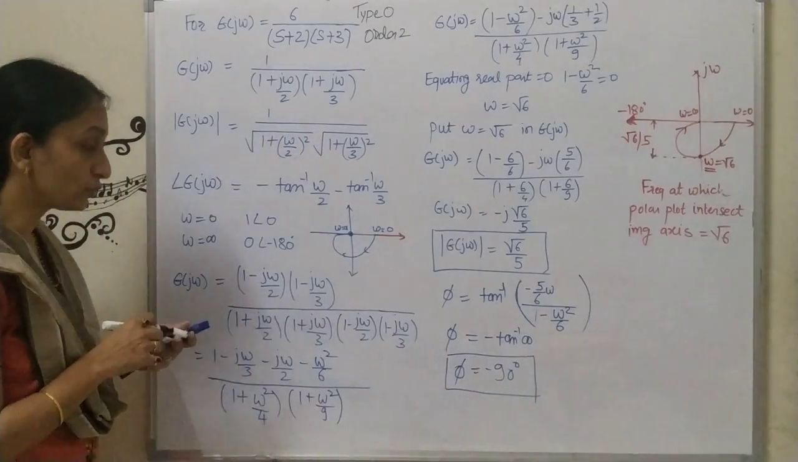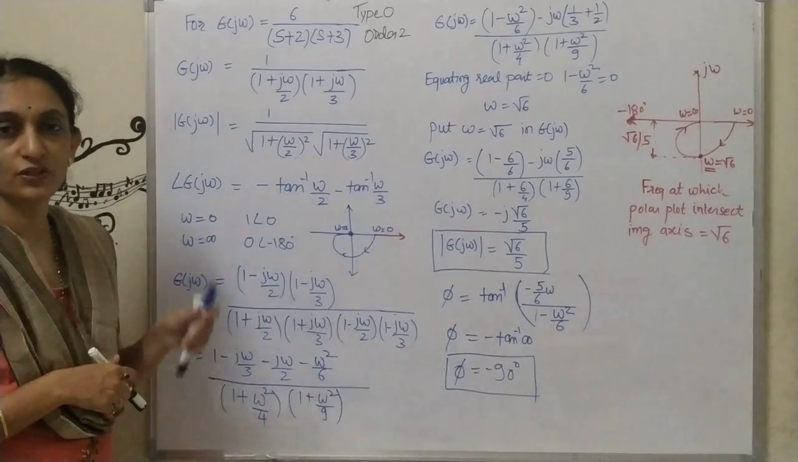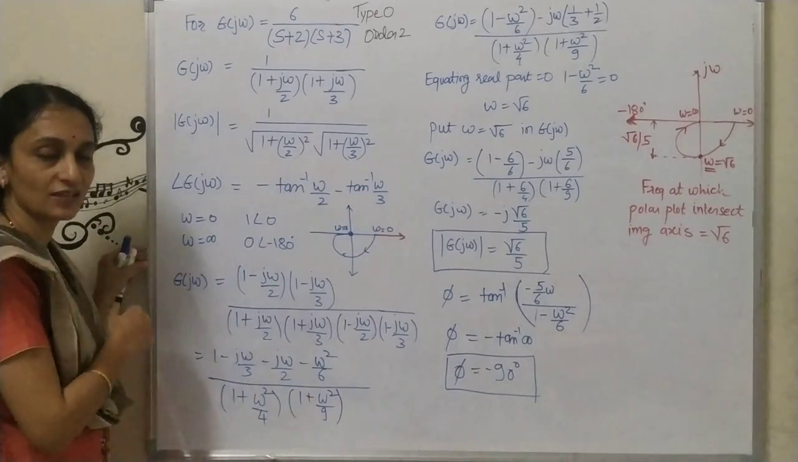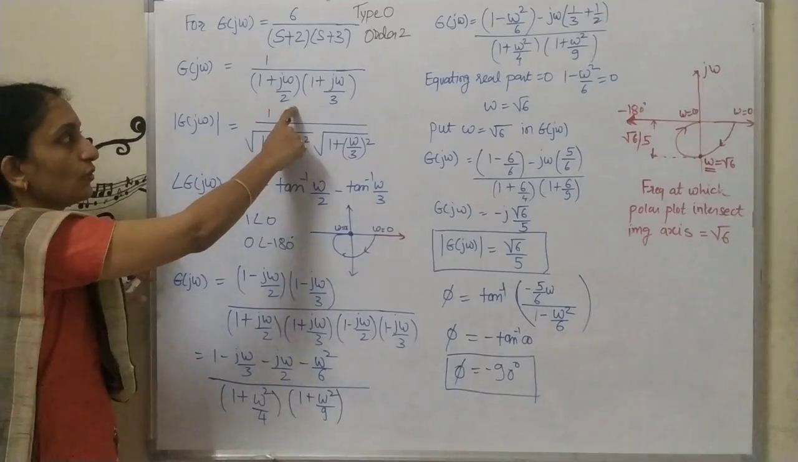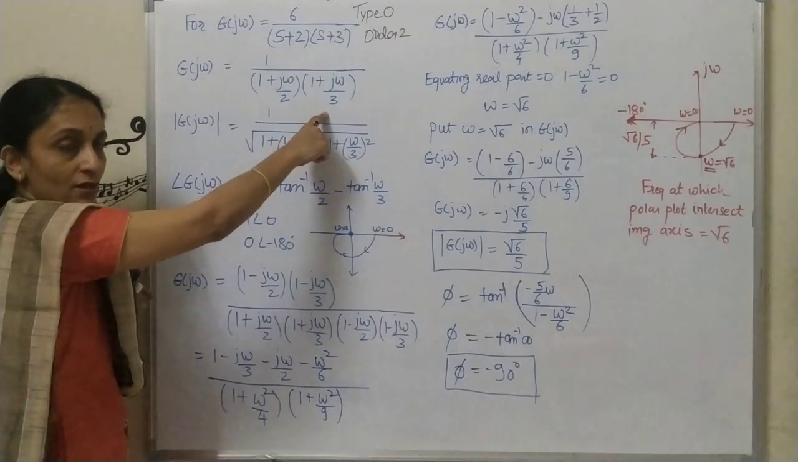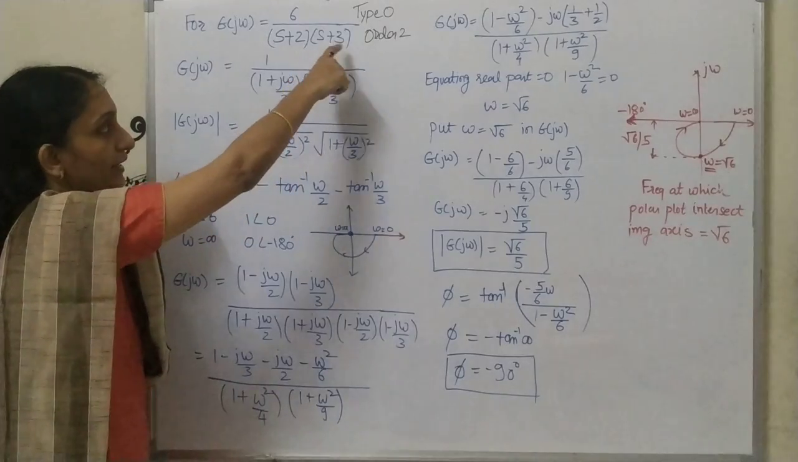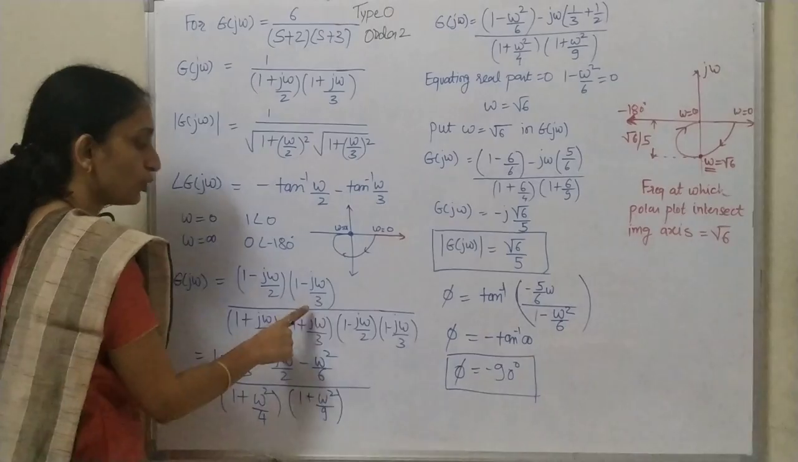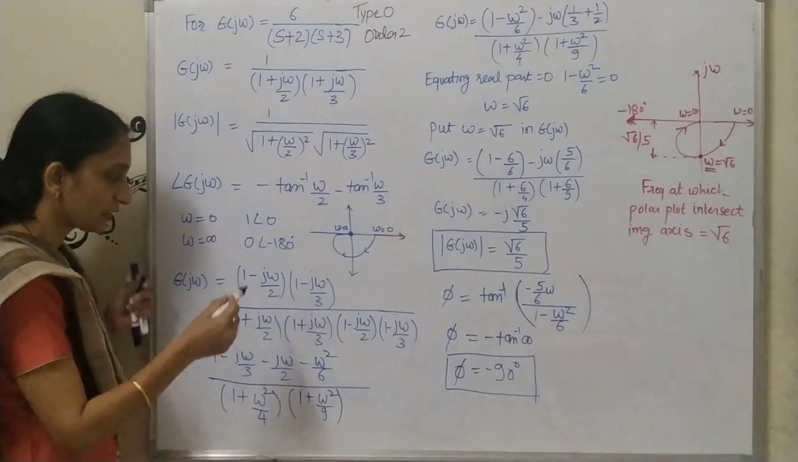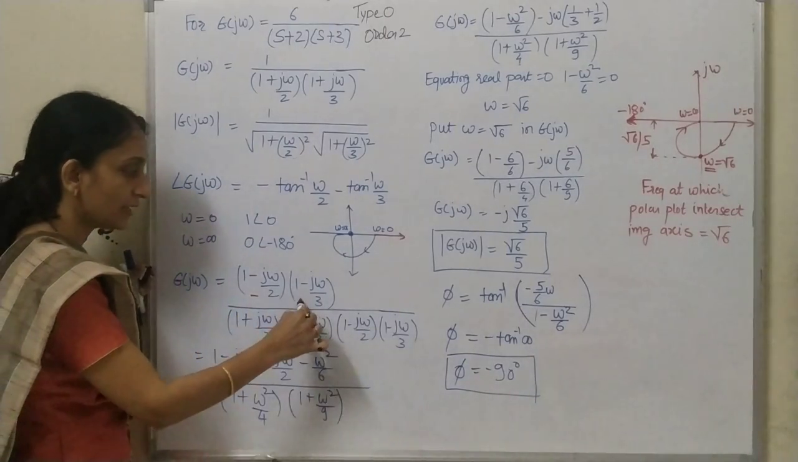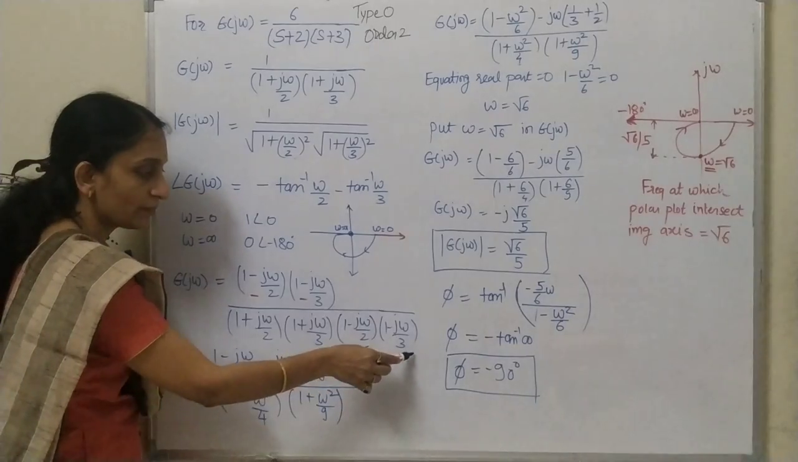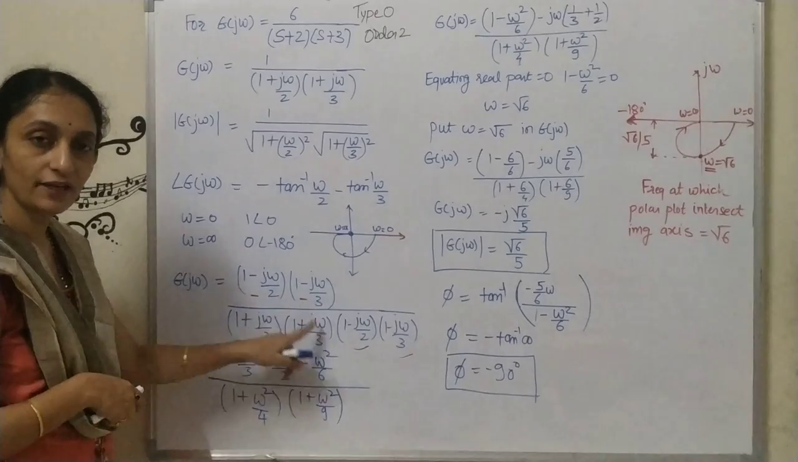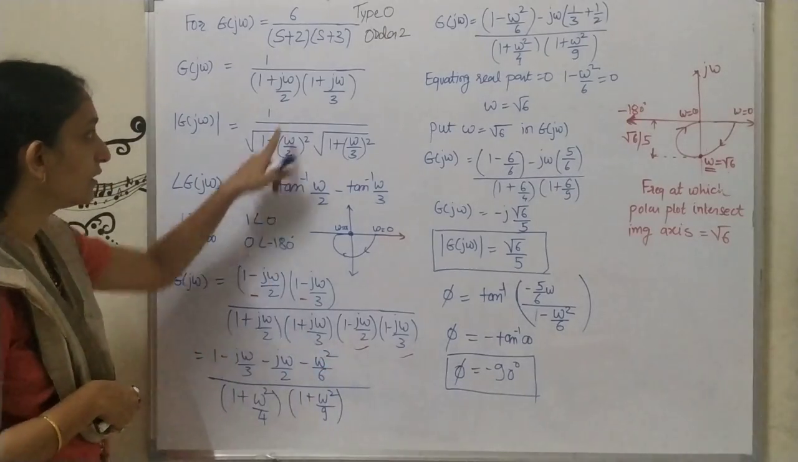Now see what I did to calculate the frequency at which the polar plot is intersecting the imaginary axis. I have rationalized this equation. Here 1 plus j omega by 2 and 1 plus j omega by 3 are there, so I have multiplied and divided with 1 minus j omega by 2 and 1 minus j omega by 3. You can check here, I have taken 1 minus j omega by 2 and 1 minus j omega by 3 in both numerator and denominator.